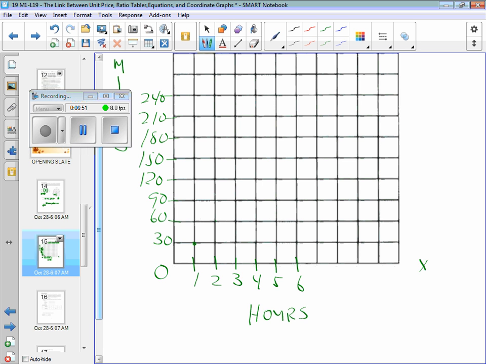And then you just basically plot your points. Should be a nice straight line, and connect your line. And that would show a rate of 30 miles per hour.